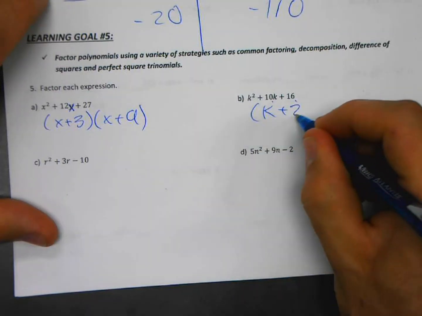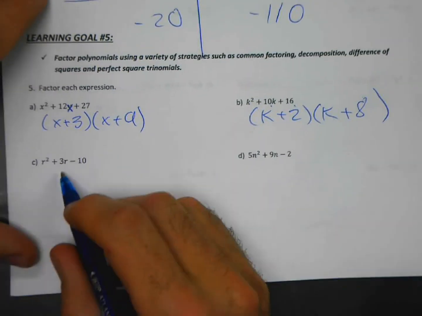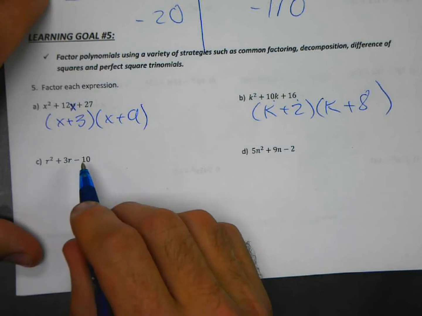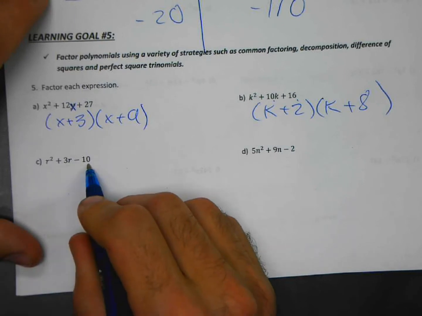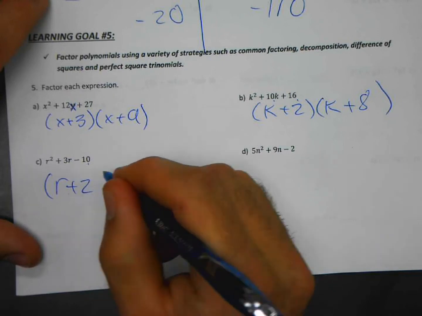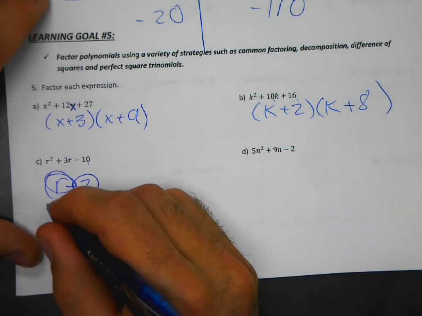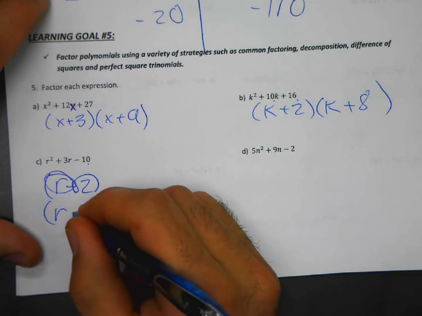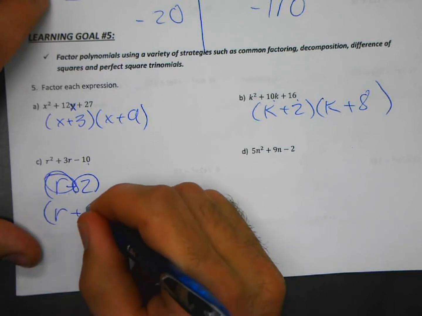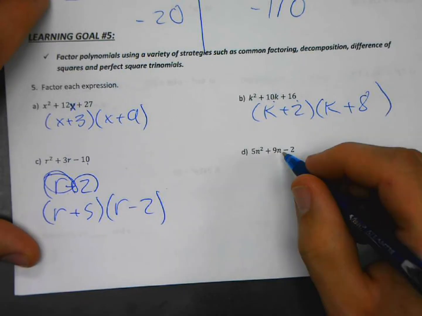K plus 2, k plus 8. Adds to 3, multiplies to negative 10. So that's going to be negative 2 and positive 5. R plus... what did I just say? R plus 5 and R minus 2. There we go. Okay, this one.